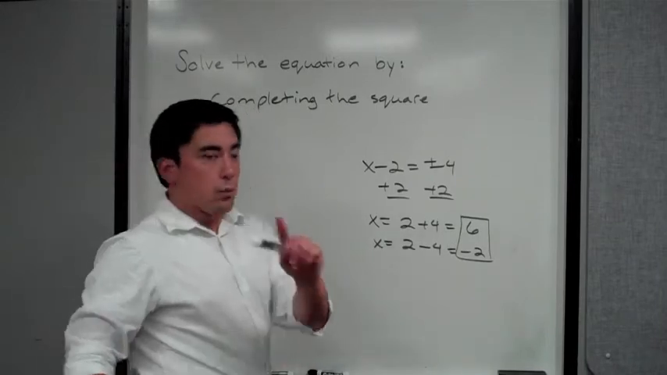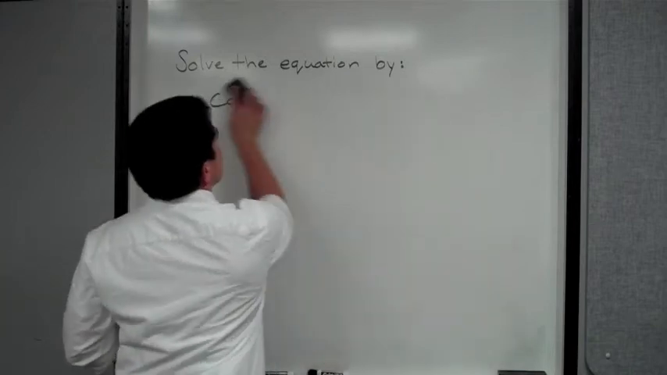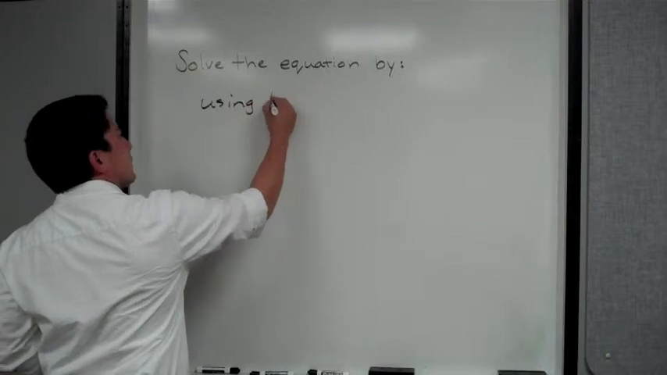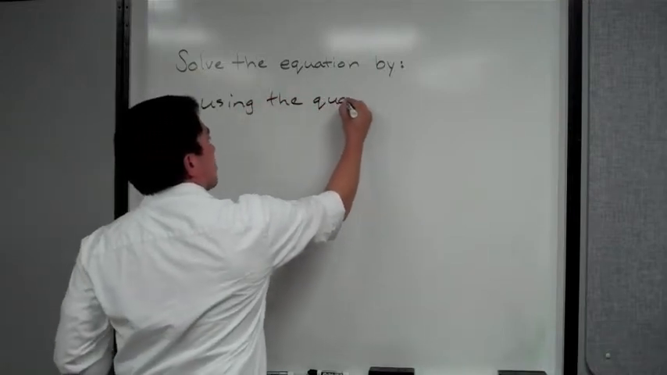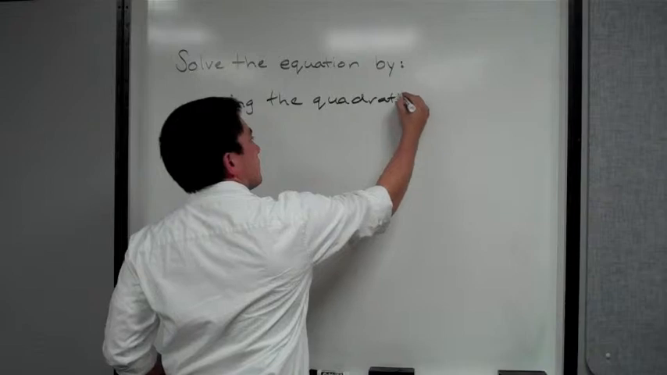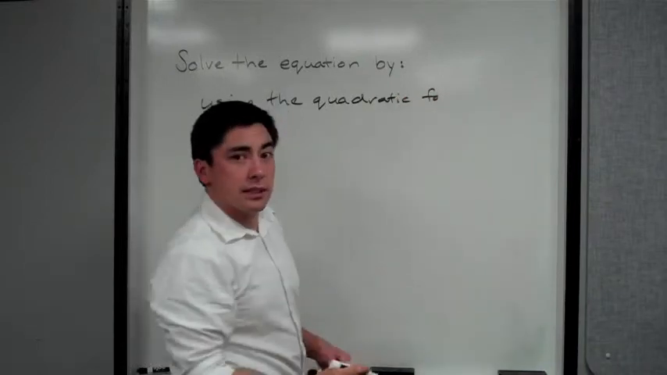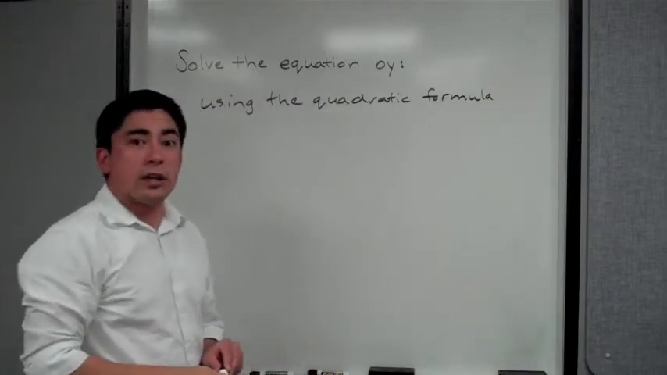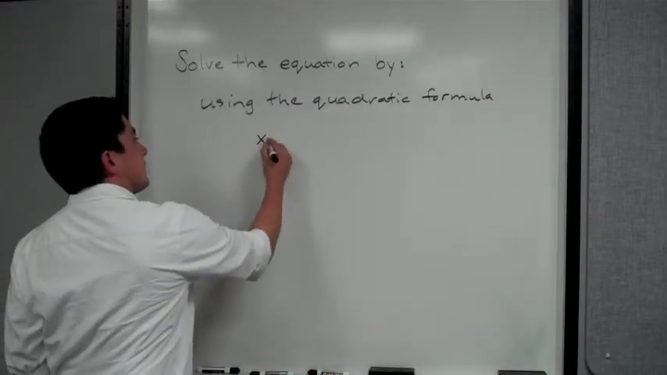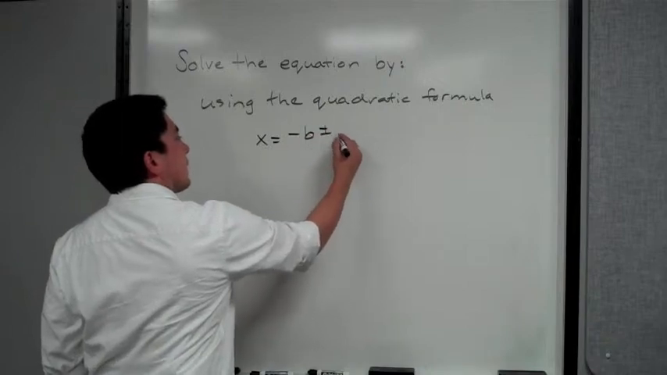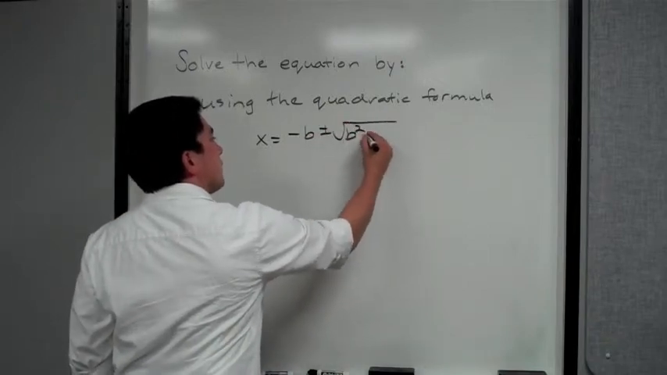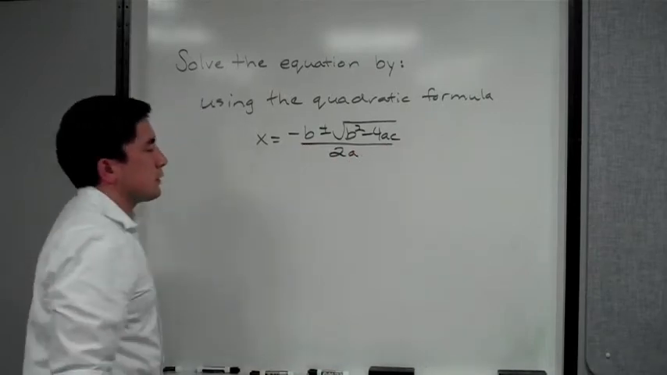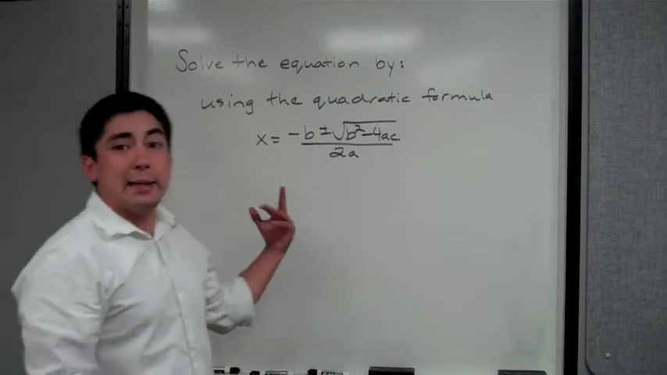So, we have one more. Okay? Our very last one is solve each equation by using the quadratic formula. I'm curious on how many of you guys memorized that formula. Okay? The quadratic formula says x equals negative b plus or minus the square root of b squared minus 4ac all over 2a. Now the question is, where do we get a, b, and c?